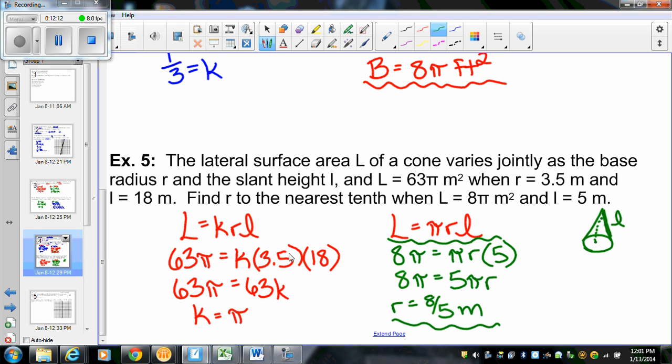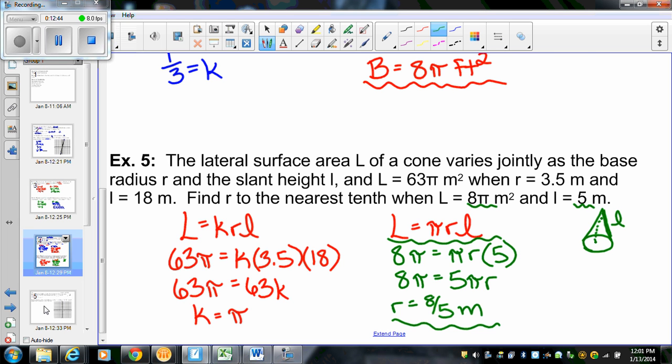Anyway, so you multiply these two things together and you actually end up getting 63, which tells you that your constant of variation is just pi. So now your general equation for the lateral surface area of a cone is that capital L is equal to pi times r times lowercase l. So then I substitute in the 8 pi for capital L and the 5 for lowercase l, and I get that in this particular situation, I need to have a radius of 8/5 of a meter, or 1.6 meters.